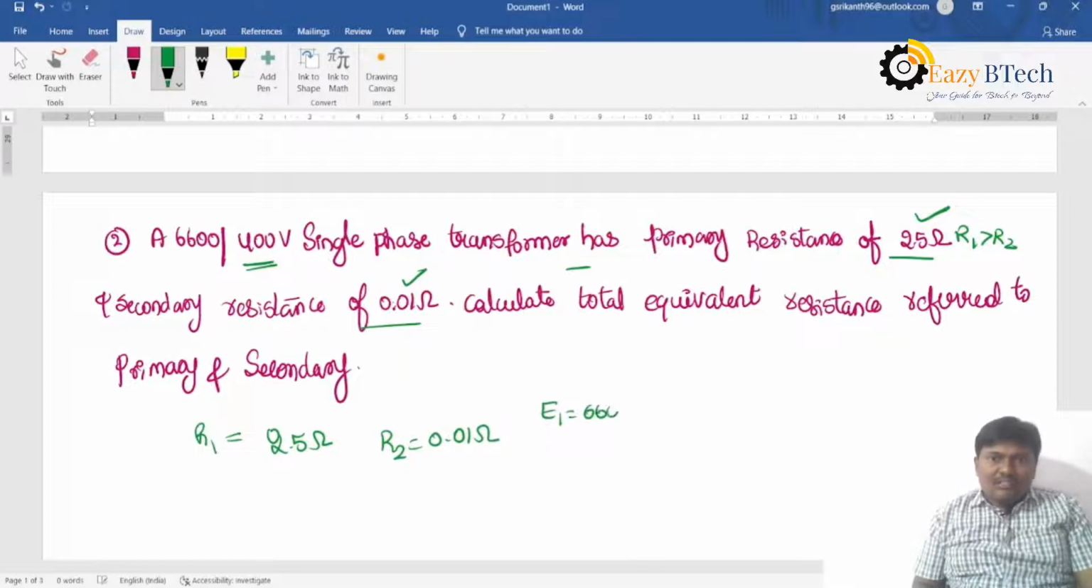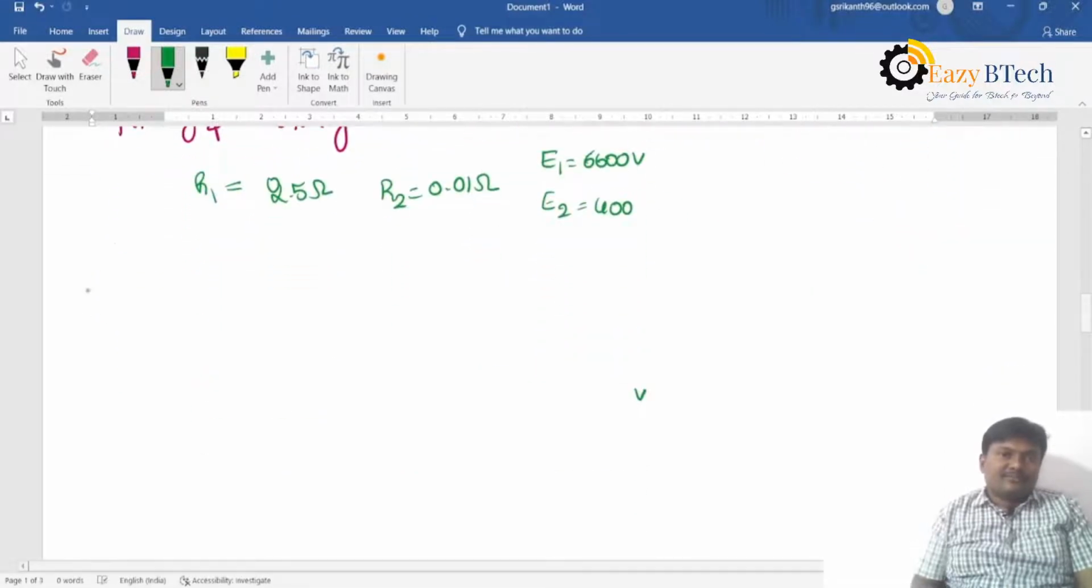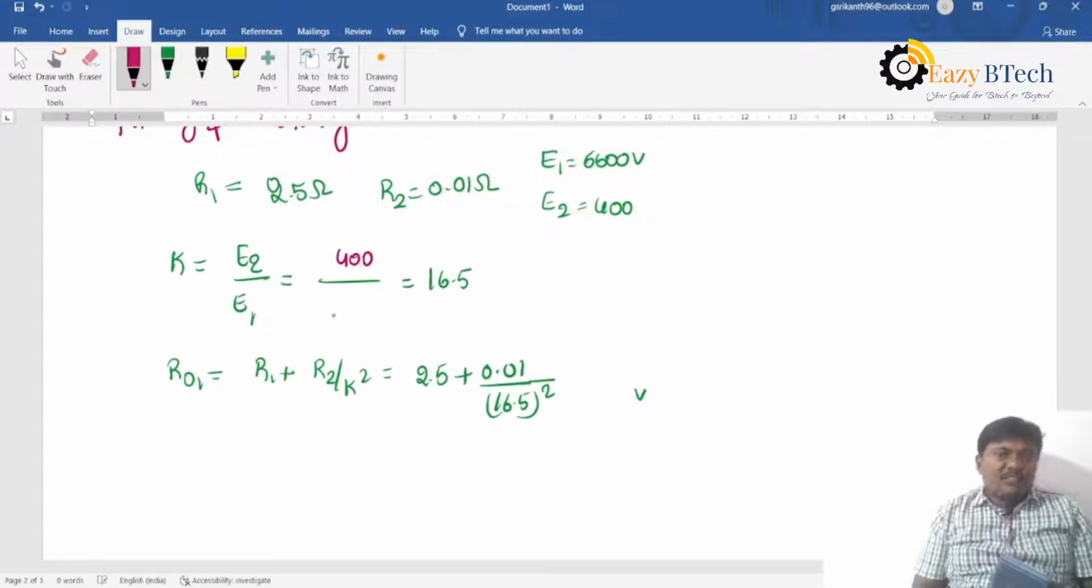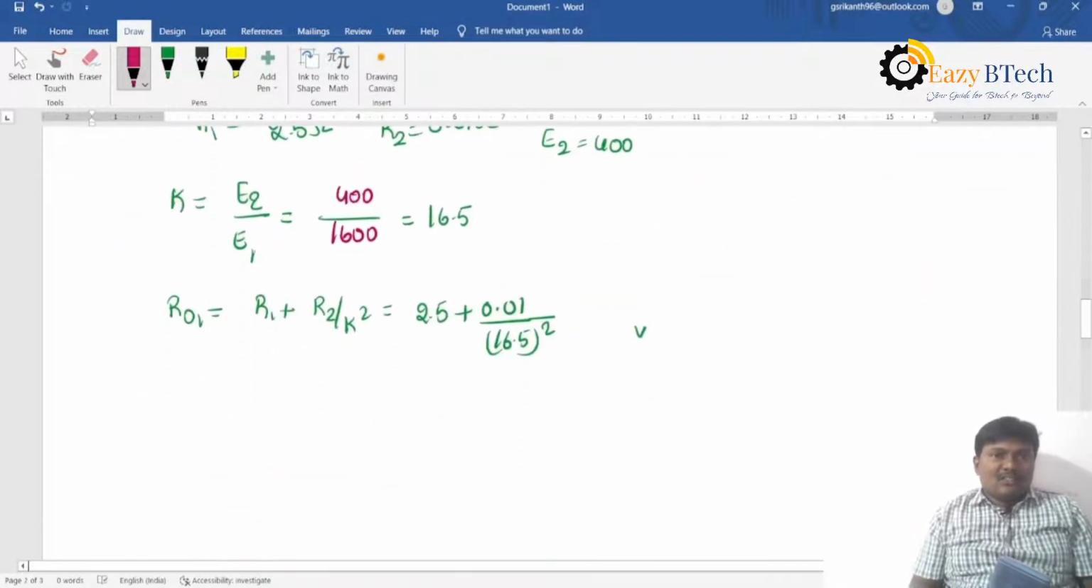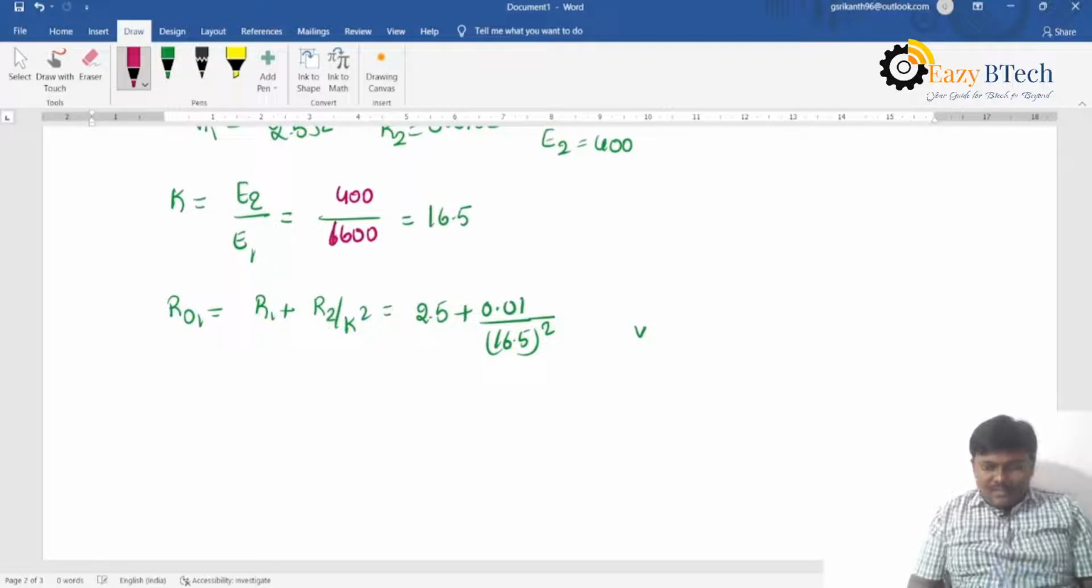E1 is equal to 6600 volts and E2 is equal to 400 volts. So what is the K value? Transformation ratio is E2 by E1, that is 400 divided by 6600, that should be equal to 0.0606.